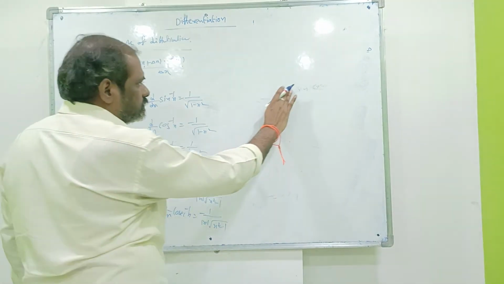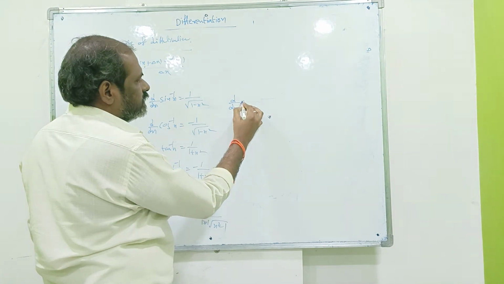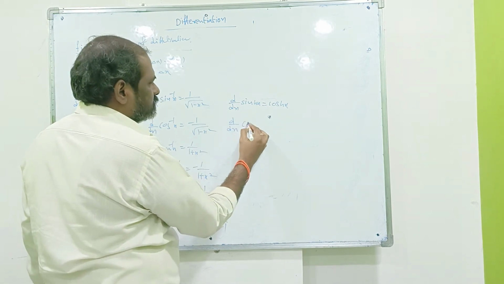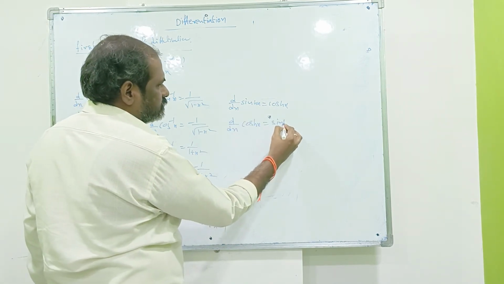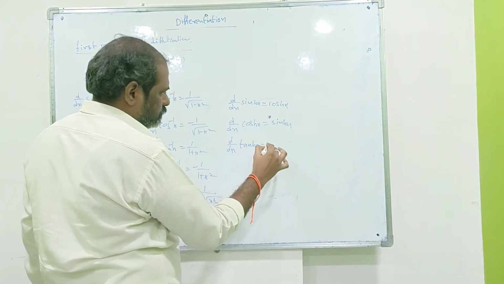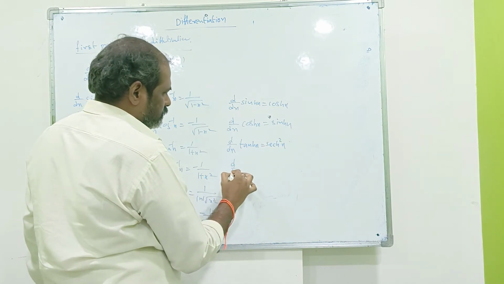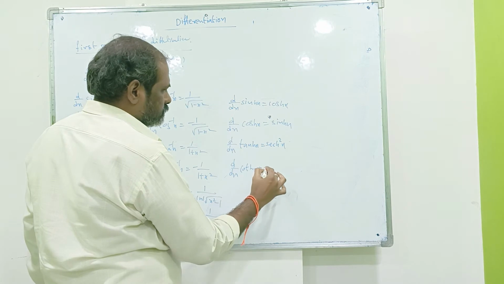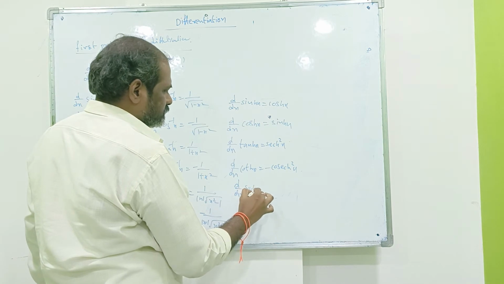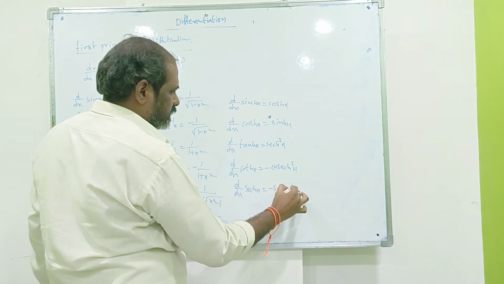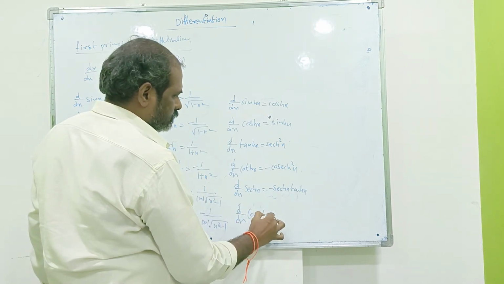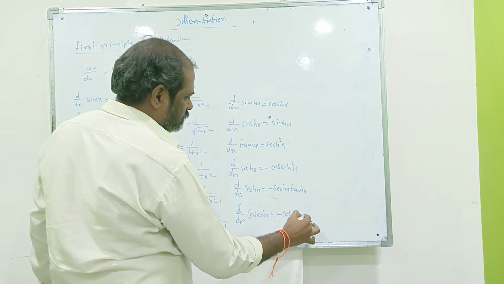Next we go to hyperbolic functions. Hyperbolic function means derivative of sin hx, that is cos hx. d by dx of cos hx, here plus sin hx. d by dx of tan hx, secant h square x. d by dx of cot hx, minus cosecant h square x. d by dx of secant hx, minus secant hx into tan hx. d by dx of cosecant hx, minus cosecant hx into cot hx.